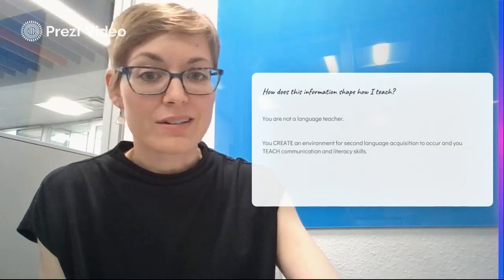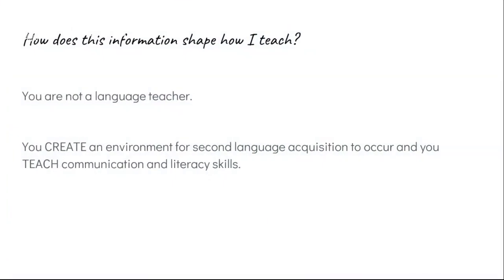All right, now how does this shape how you teach? Okay, I'm going to throw out something really controversial here, but I think it's a good idea, so I'm going to say it. You're not just a language teacher anymore with these thematic units. You create an environment for second language acquisition to occur, and you teach communication and literacy skills. Okay, let that sink in for just a moment.